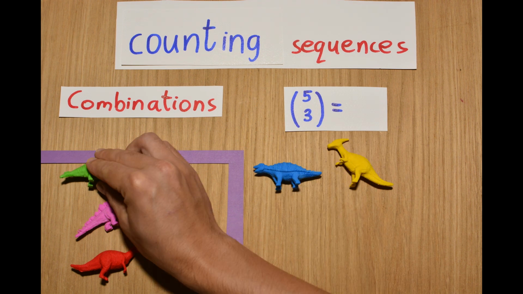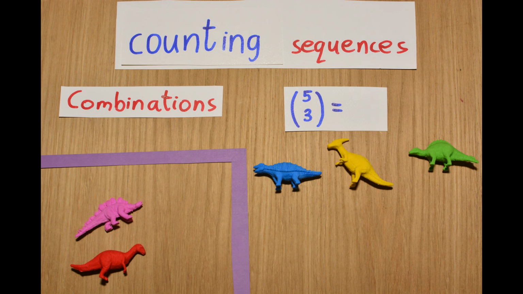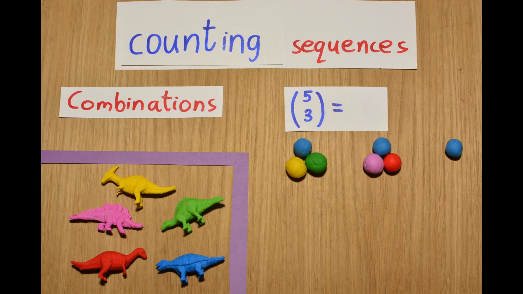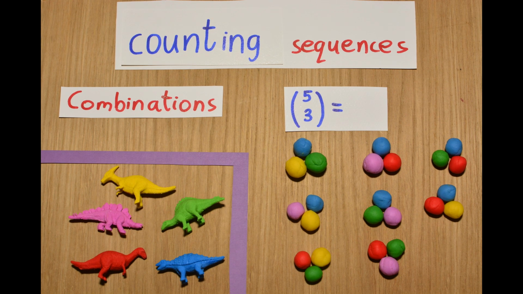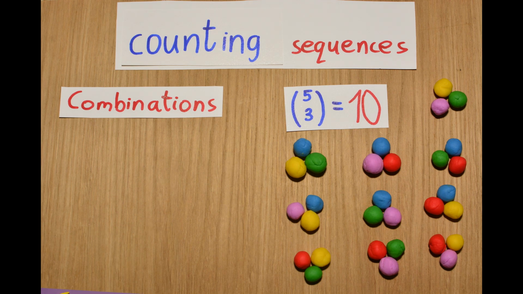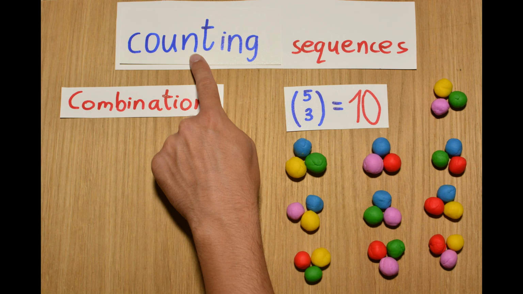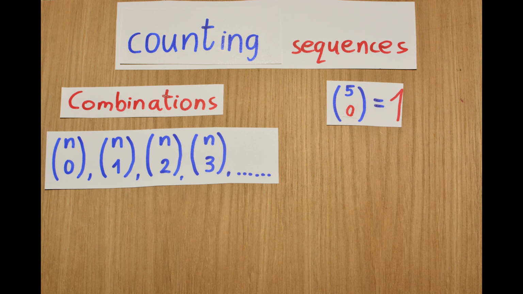In how many ways can I then choose 3 dinosaurs? Let's illustrate all the choices with colored balls, since I don't have that many dinosaurs. It turns out there are 10 ways to choose 3 dinosaurs from a group of 5, or 3 of any other item, of course. And if I write down in order the number of combinations of 0 items, 1 item, 2 items, etc., what I have is a counting sequence.